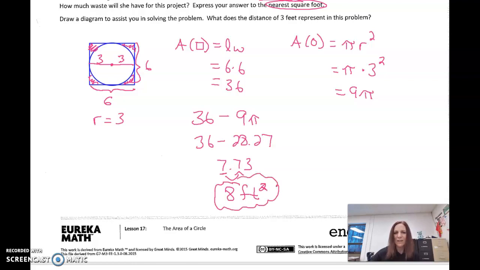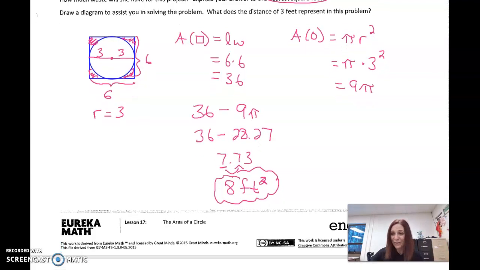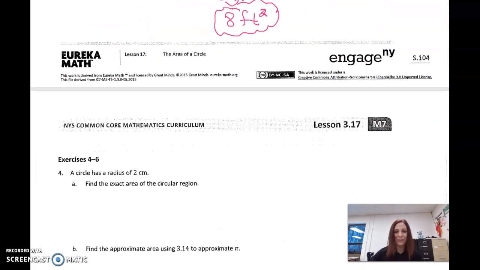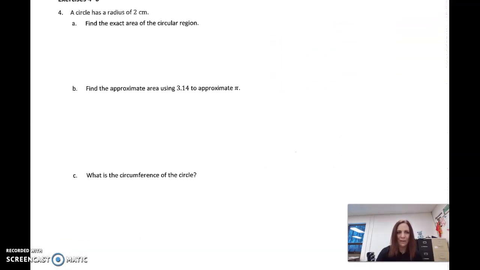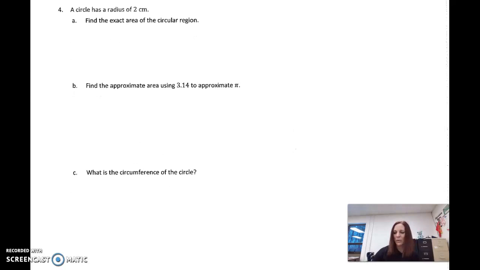Now I know that seems like a lot, but draw a picture and use your formulas, and it'll help you get to the answer. Okay? And I want to do some of these example problems to help you out. Okay, so just a couple more, I think. All right. The circle has a radius of 2 centimeters. Find the exact area. All right, no problem.